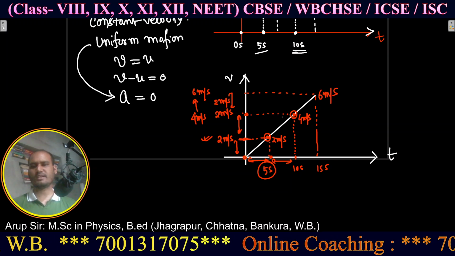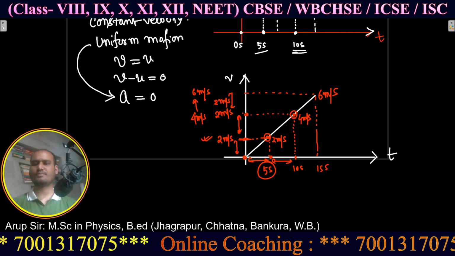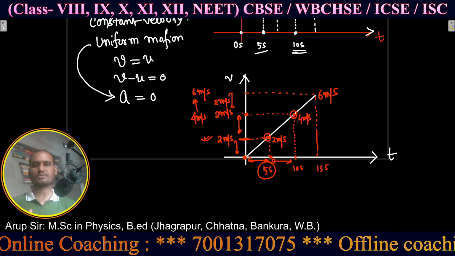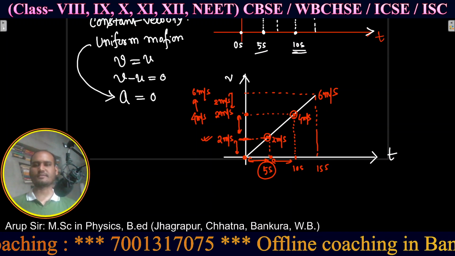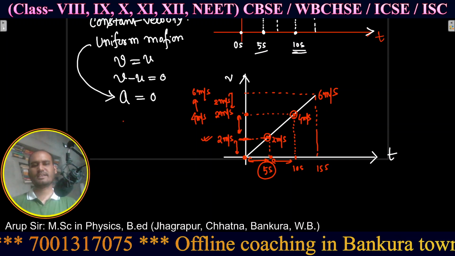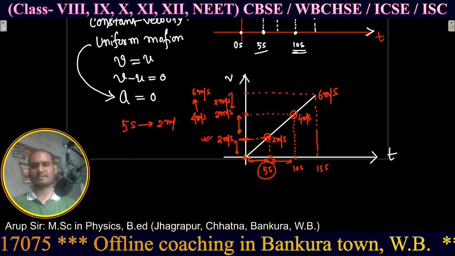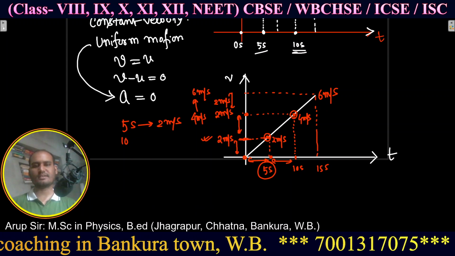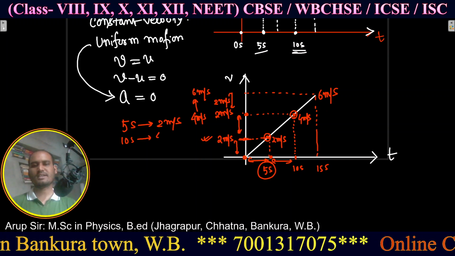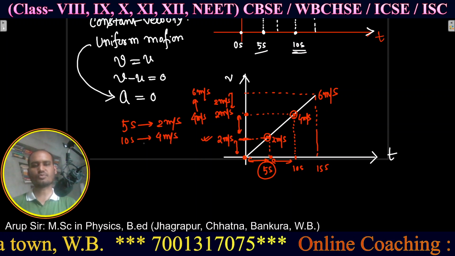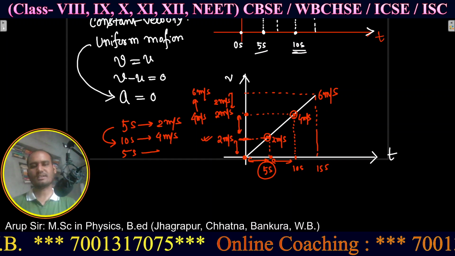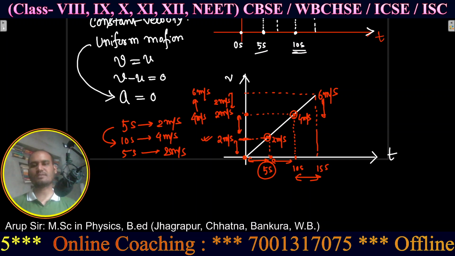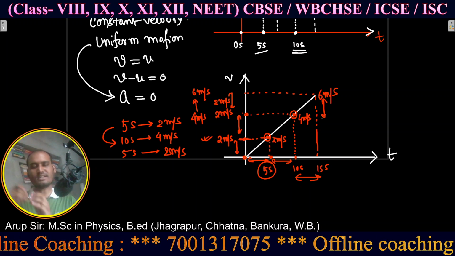So what is happening? Its velocity is increasing with time. At 5 seconds 2 meter per second, at 10 seconds 4 meter per second, at 15 seconds 6 meter per second. Its velocity is increasing. And how is it increasing? In the first 5 seconds the increment is 2 meter per second. In the next 5 seconds, its velocity becomes 4 meter per second. So what is the increment? Within 5 seconds the increment is 2 meter per second. Again within the next 5 seconds the increment is how much? 2 meter per second. So constantly it is increasing.